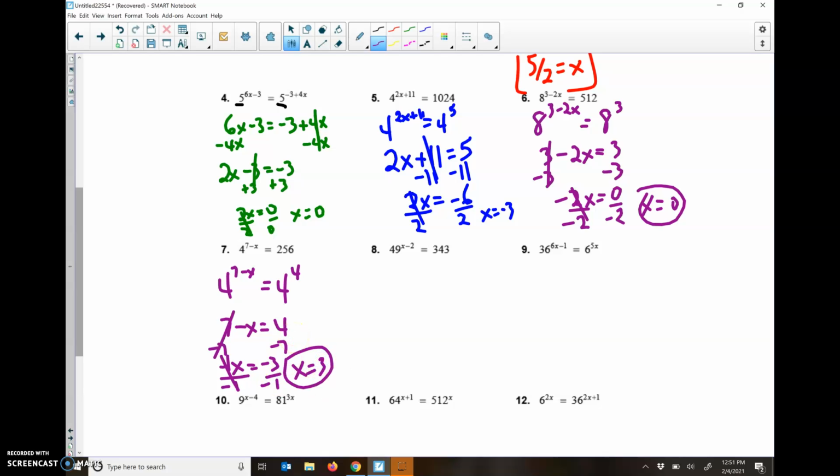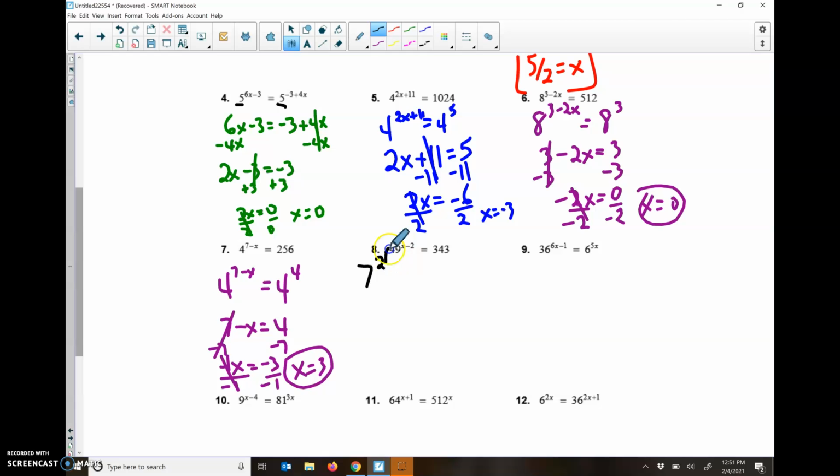Okay, now once we get to 8, now it looks like we're going to have to change both of them to make them both have the same base. Okay, so you got to think, what base can 49 and 343 have? Okay, and the answer is 7. 7 squared is 49.